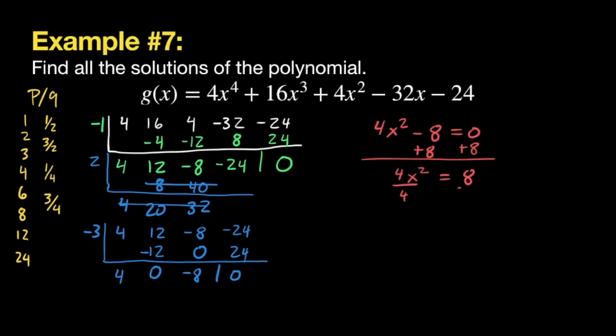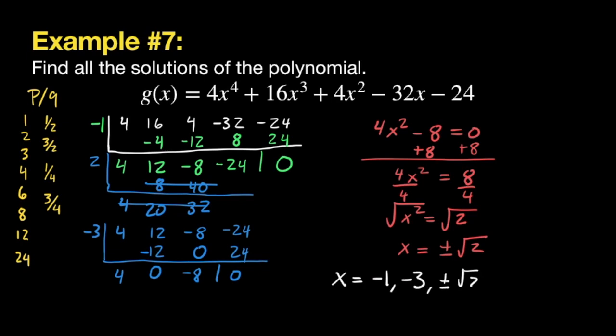Divide by 4, divide by 4, x squared is equal to 2. And now we're going to find the square root. And when we find the square root, we have x is equal to plus or minus. 2 doesn't have a perfect root, so we're just going to put it as plus or minus square root of 2. So the answer for this one is x is equal to -1, -3, and plus or minus square root of 2. Those are the answers.